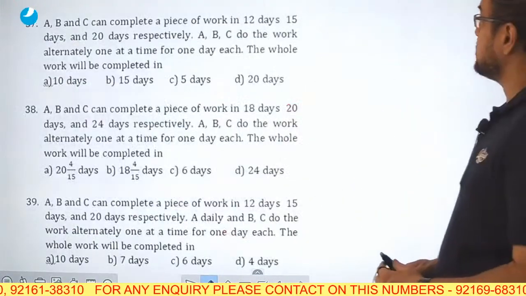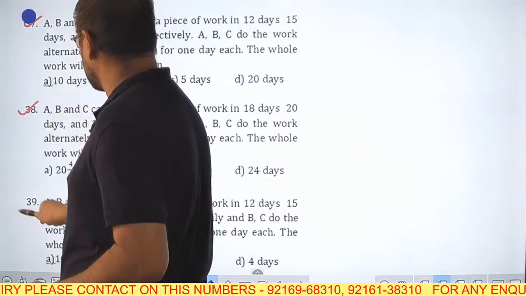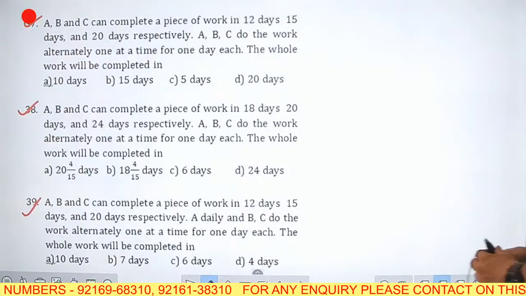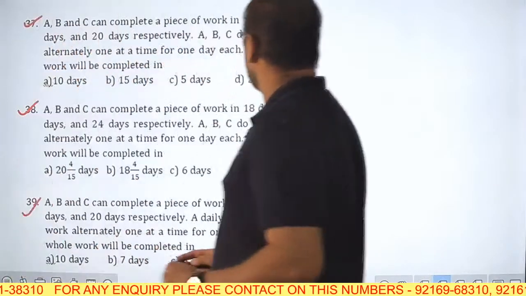Let's see the alternate type of question, 37, 38 and 39. Let's do these questions. Do it fast. You have 2 minutes to solve 3 questions. Do it quickly.